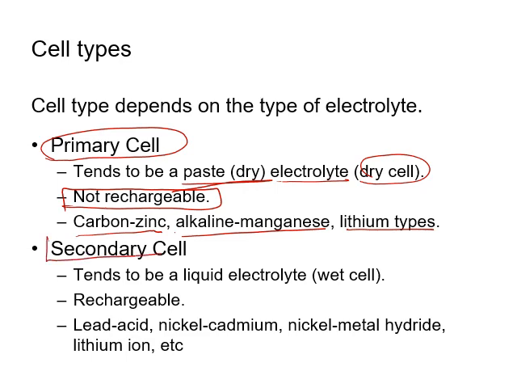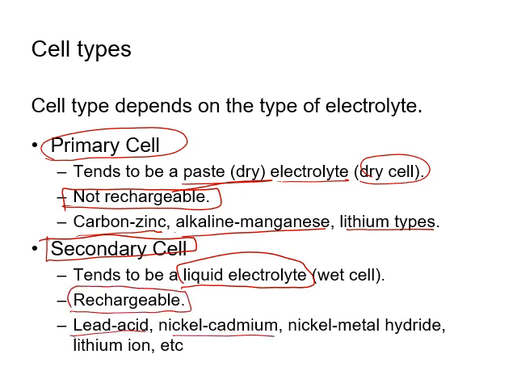The secondary cells are rechargeable, because they have a liquid electrolyte. So when the acid is gone, you can basically recharge it. You can add more acid and make it functional again. And then, as it says, lead acid, nickel cadmium, nickel metal hydride, and lithium ion. These are the different cell types.